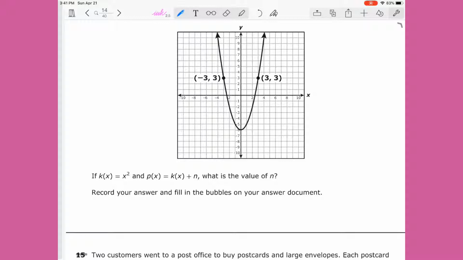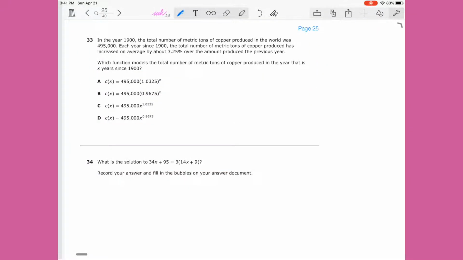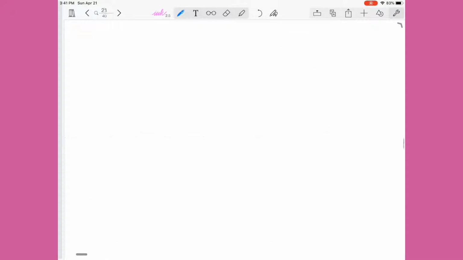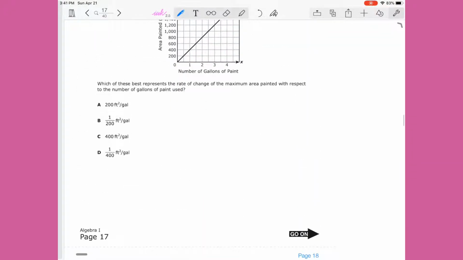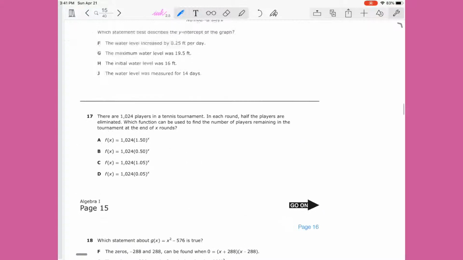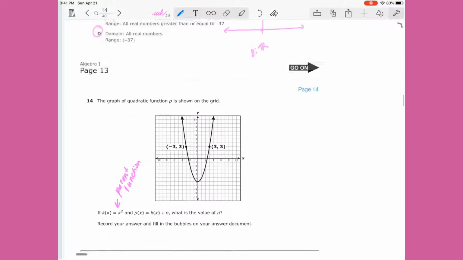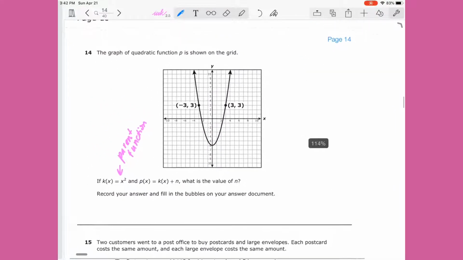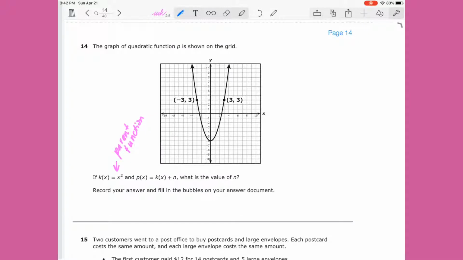Well, this k of x, that's the parent function. Which means we're looking right here where our vertex is. So we're talking about our vertex being here at 0, 0.